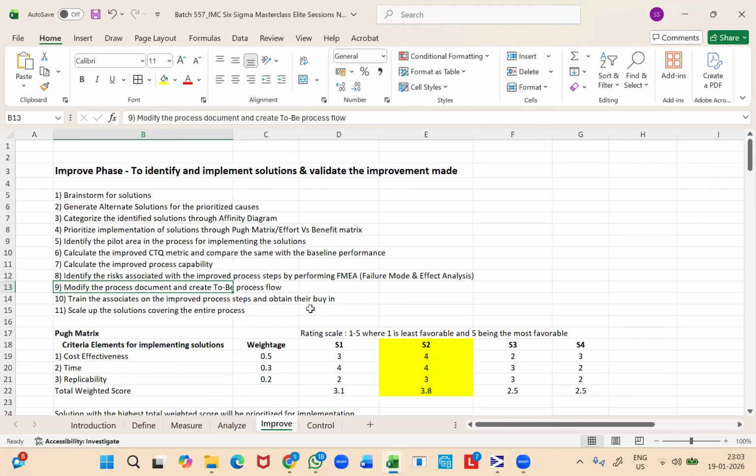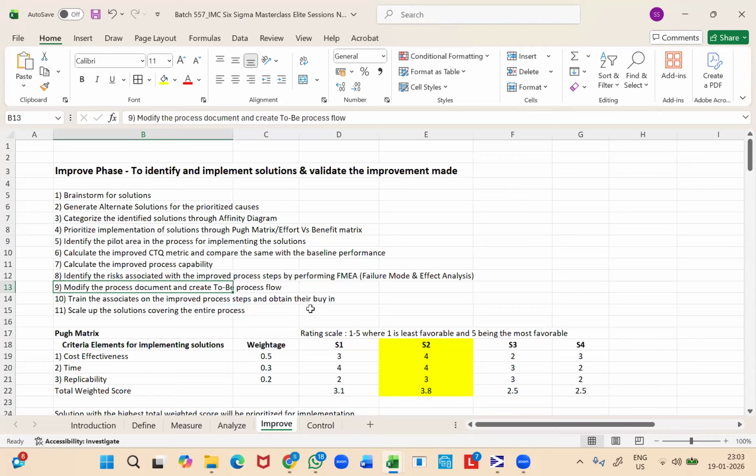And once that is done, we will modify the process document and also come up with the to-be process flow. So you would have identified the improved process steps. So we need to make necessary modifications to the process document. And not only that, we also need to come up with the to-be process flow.